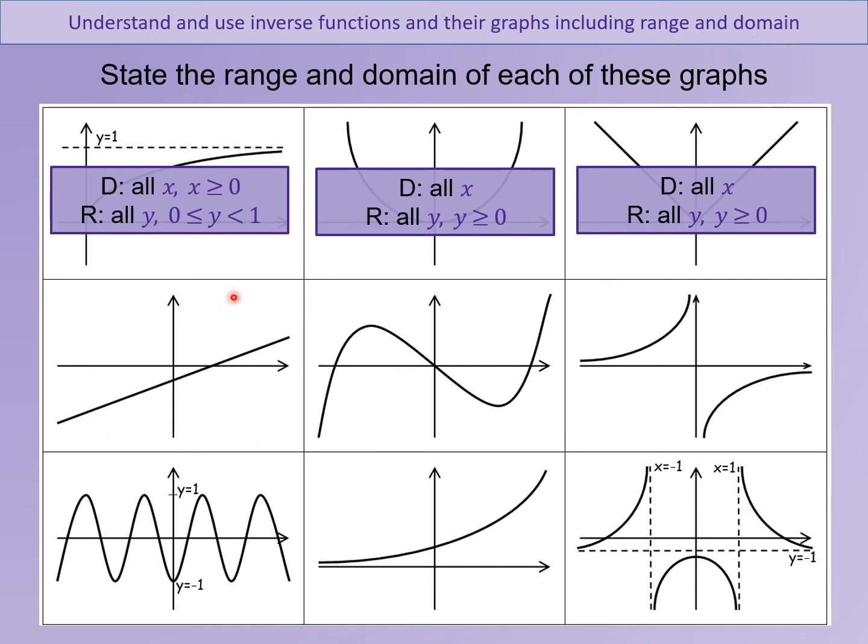A linear graph, all linear graphs that are not restricted by a domain have exactly the same domain and range. They work for every function, and you can get every function out. You can work for all values and you get all values out.